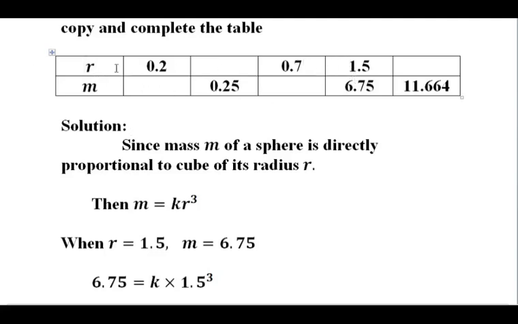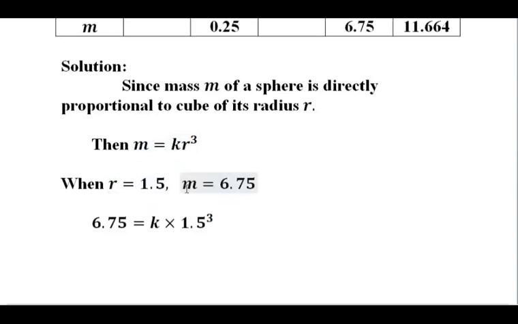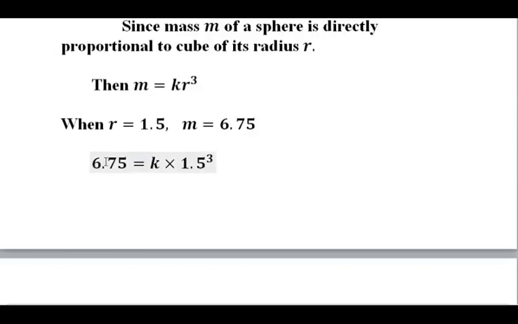r is the radius of the sphere and m is the mass of the sphere. So I will take the values of r and m from the second last column of the table, where r is equal to 1.5 and m, mass of the sphere, is 6.75. To find constant k, I will substitute r and m in this equation, m equals kr cube. So this equation becomes 6.75 equals k multiplied by 1.5 cube.